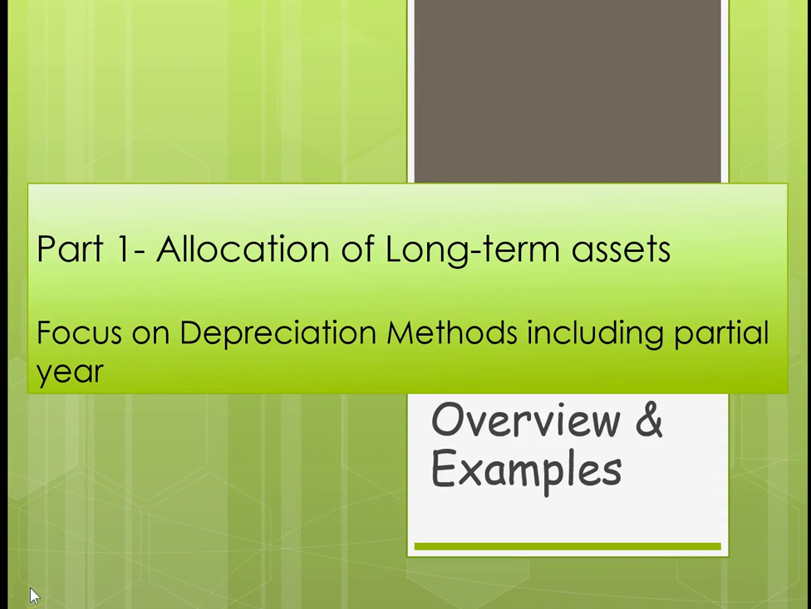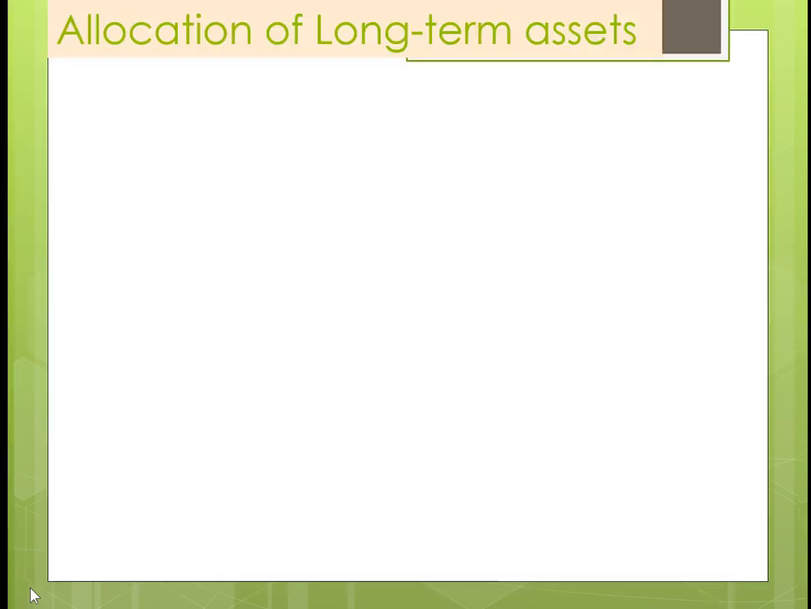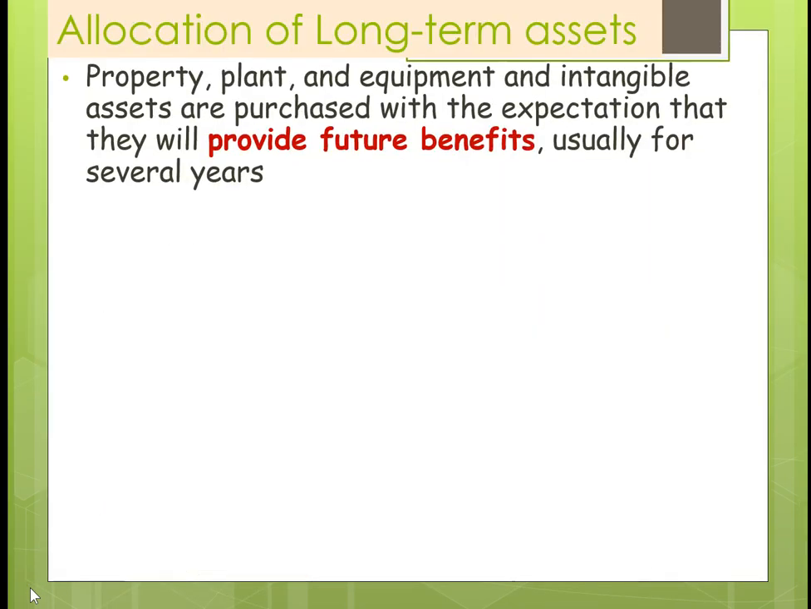Part 1, Chapter 11, we're going to cover the allocation of long-term assets. Now, the definition. Property, plant, and equipment and intangible assets are purchased with an expectation that they will provide future benefits, usually for several years.